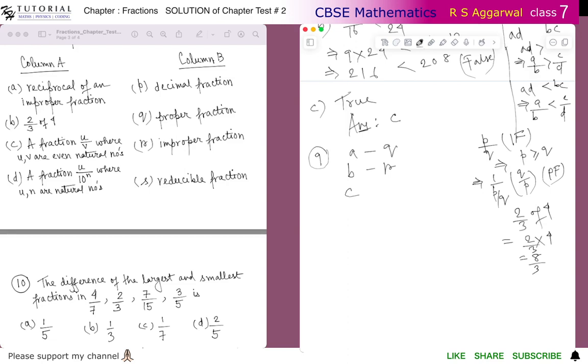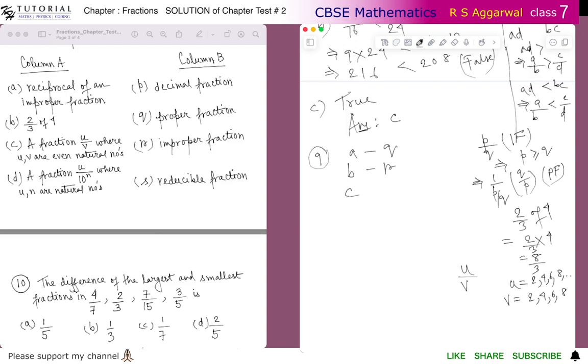C. What is C? A fraction U by V where U, V are even natural numbers. They are even, meaning you can have 2, 4, 6, 8 like this. V will also have 2, 4, 6, 8. Since they are natural numbers, U and V must be positive even integers. So U could be 2, 4, 6, 8 like this, and V could be 2, 4, 6, 8 like this.